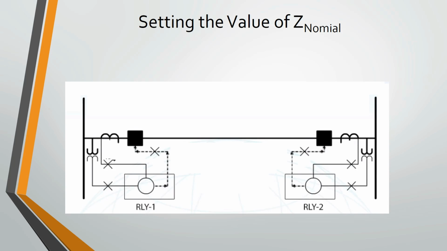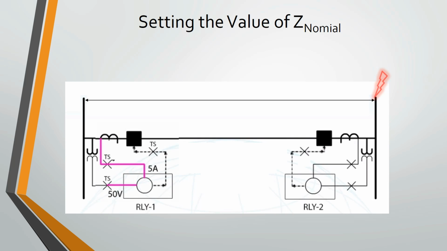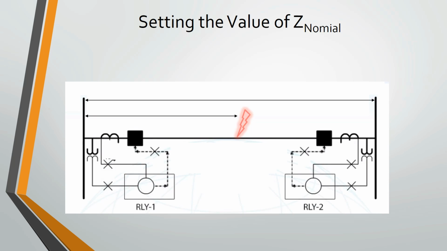Now consider a line with an impedance of 1 ohm per kilometer. Consider the length of the line as 10 kilometers. So the total impedance becomes 10 ohm. Consider a fault at the right end of the line with respect to relay 1. In that case, the CT and PT will send values to the relay and the impedance can be calculated equal to 10 ohms. Now consider a fault in exactly the center of the line.